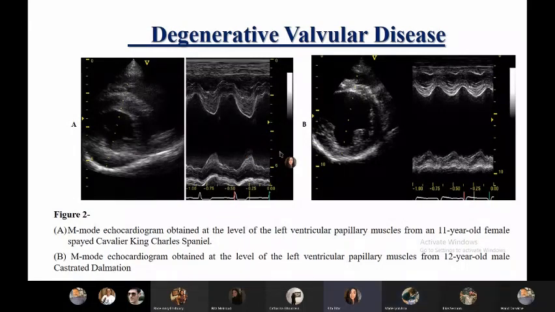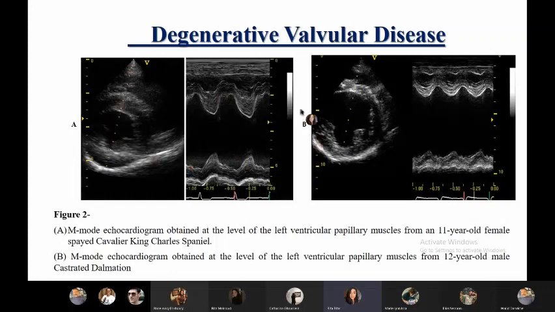Now going into M mode. In A, there is an important concept in this case that needs to be covered. This concept is the fractional shortening. Fractional shortening measures the contractility of the heart or the function of the myocardium. So in cases of disease or in degenerative valvular disease, the heart has to pump more blood in order to increase the cardiac output. So it has to show more myocardial function and more contractility.